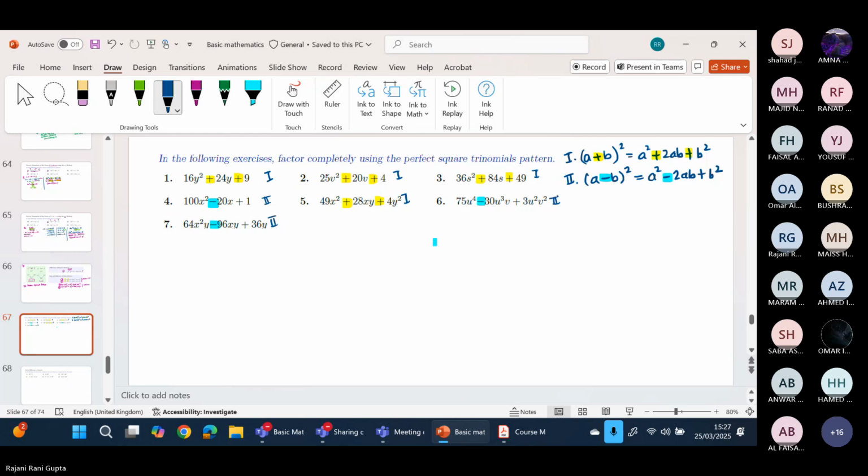Good. Now, how can we make this term? You see here, this is power 2. It means the first term is power 2, and the last term is also power 2. So for instance, let me say 16y power 2. How can I write it as power 2 of which number? Any guesses?